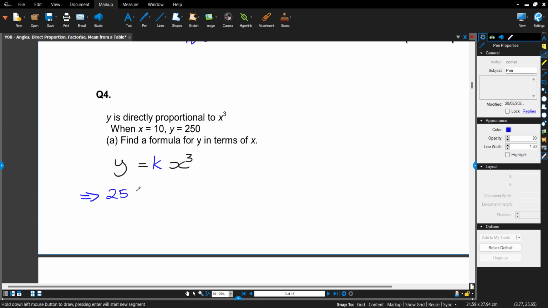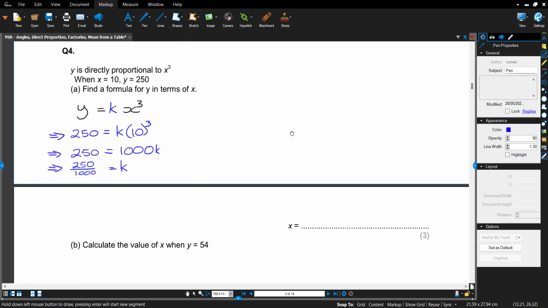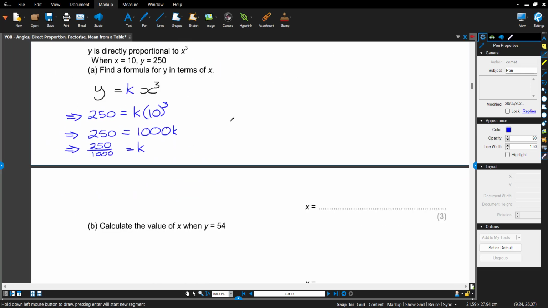So you can say 250 equals k times 10 cubed. That implies 250 equals 1000k. Now, you should be able to divide by 1000 pretty easily. Anyway, I'll go through the motions. 250 over 1000 equals k. So that implies k is 0.25. And whatever, I'll just write here. That implies k equals 0.25.